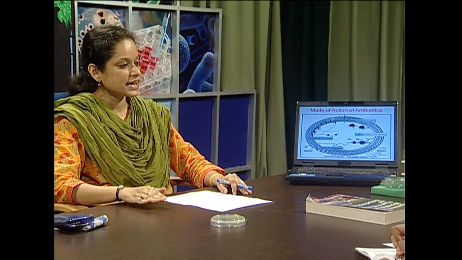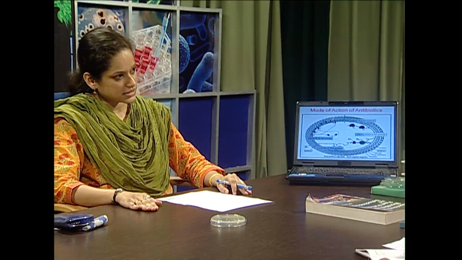We have antibiotics which target the bacterial cell membrane, and in this way they kill the bacteria. We have antibiotics that target the DNA or RNA synthesizing machinery and impair the synthesis of DNA and RNA. We have antibiotics which attack the cytoplasm and inhibit the cytosolic enzymes.